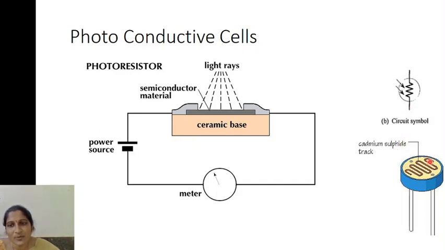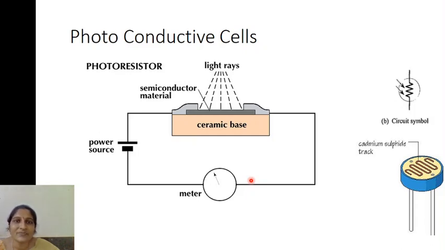In general, the shape of the photoconductive cell looks like this. It has two electrodes pinned to the surface, and this zigzag pattern is nothing but cadmium sulfide. This cadmium sulfide will attract the light energy. When light energy falls on this area, it absorbs the light energy and current flows through the circuit. The main application of these photoconductive cells is in street lights.